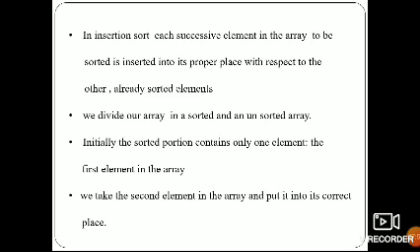We divide our array into a sorted and an unsorted array. So whatever data is in the list, we have to divide that into a sorted and unsorted array. Initially the sorted portion contains only one element, the first element in the array. We take the second element in the array and put it into its correct position.